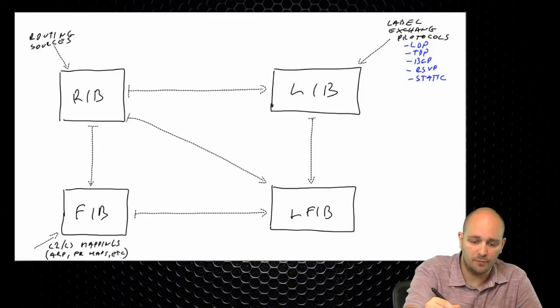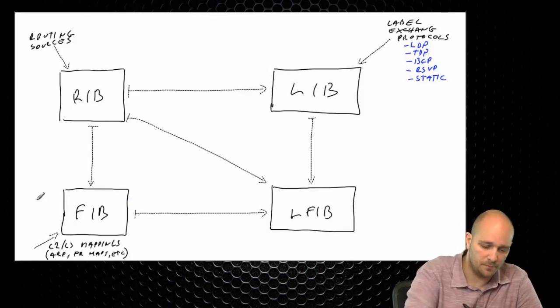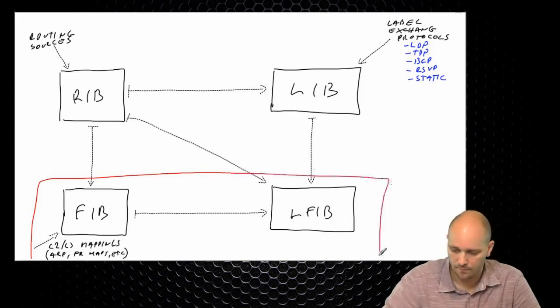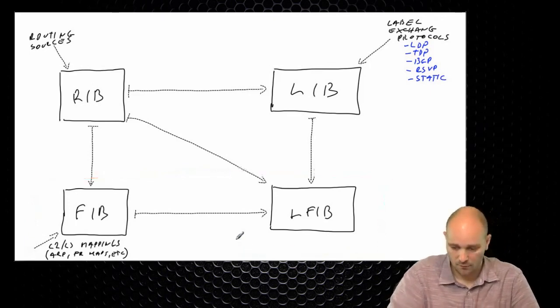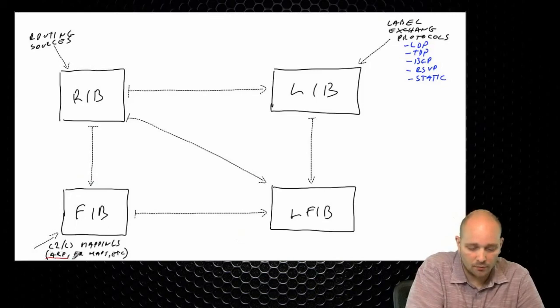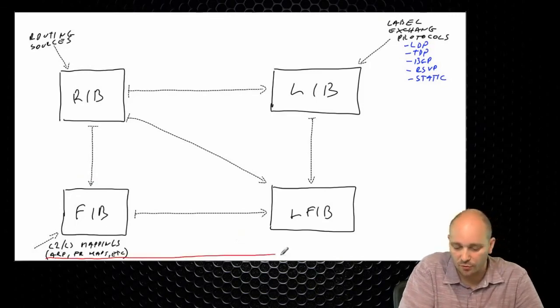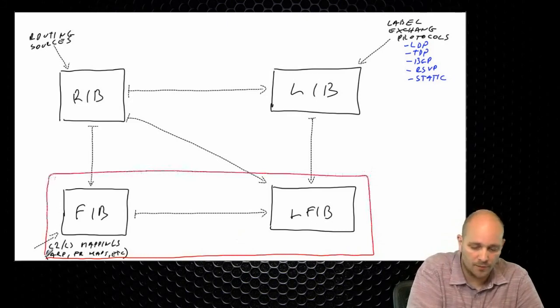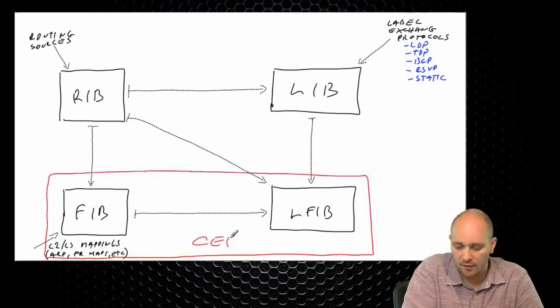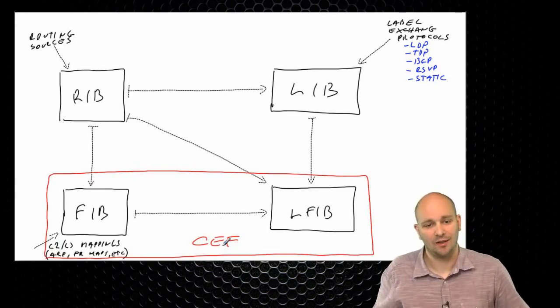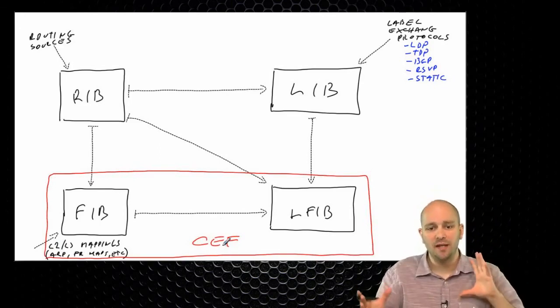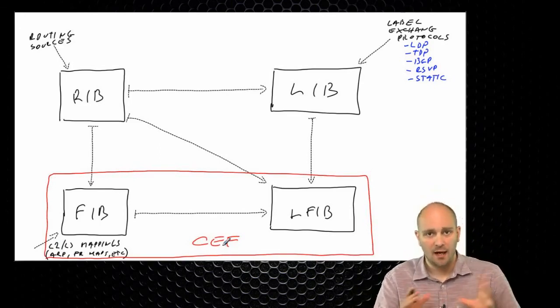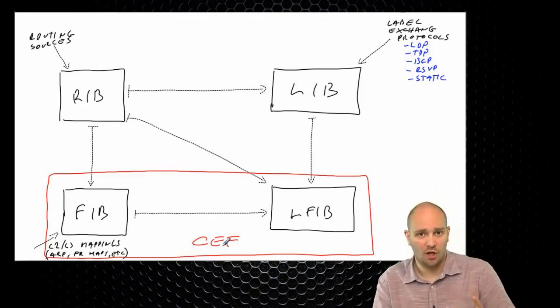And both LFIB and FIB are really a subset. Let me try to be good with this. Really straight horizontal lines are not my thing. There we go. So this is really one database in IOS. So this is the relationship between the different databases in IOS. But let's see how they are actually built.